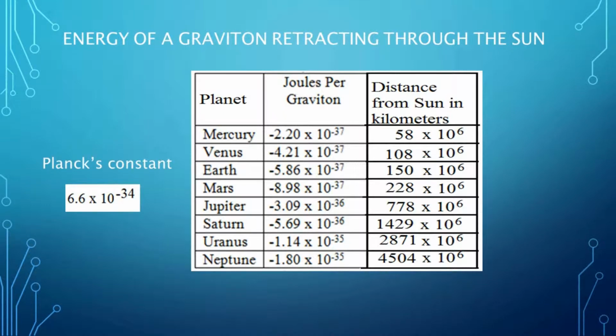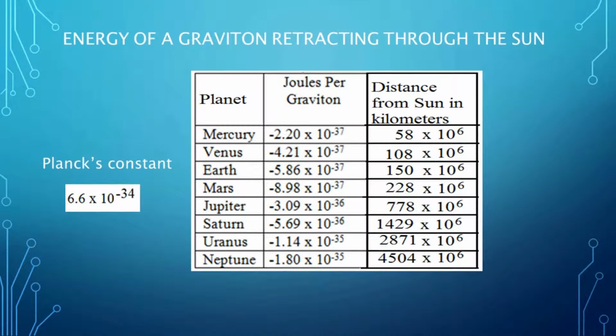When a graviton penetrates the Sun and retracts, it pulls on the Sun and uses energy. The energy per graviton is shown in the center column. Here we see that indeed the energy per graviton approaches Planck's constant. Notice the joules created per graviton increases the farther the planet is from the Sun.